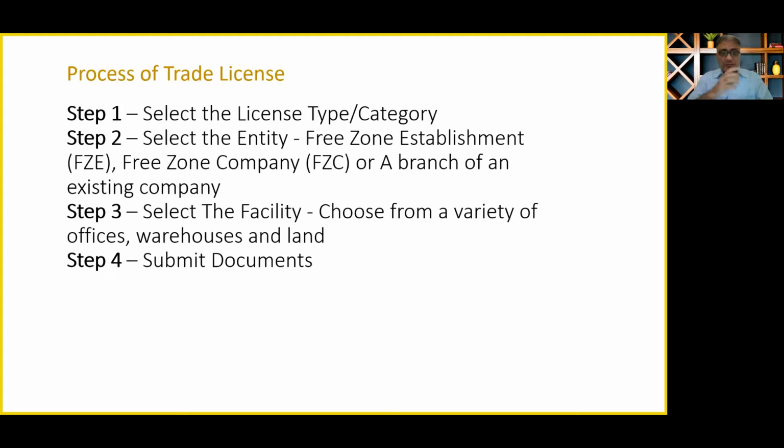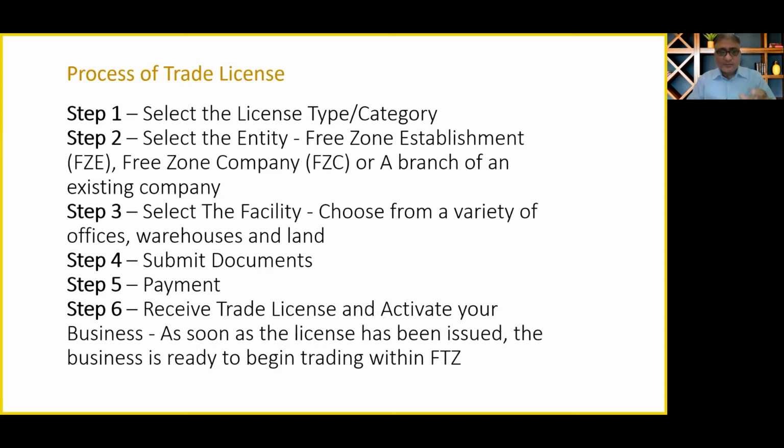So fourth is to submit documents. Documents we will discuss after this. Very simple, very simple. You can't imagine how simple the procedure is here. So fifth step, once we submit the documents, they will give the approval, and then we will pay the license fee and other fees. Once we pay the license fee, the last and sixth step is you will receive a trade license. Very simple. It's very fast and simple.